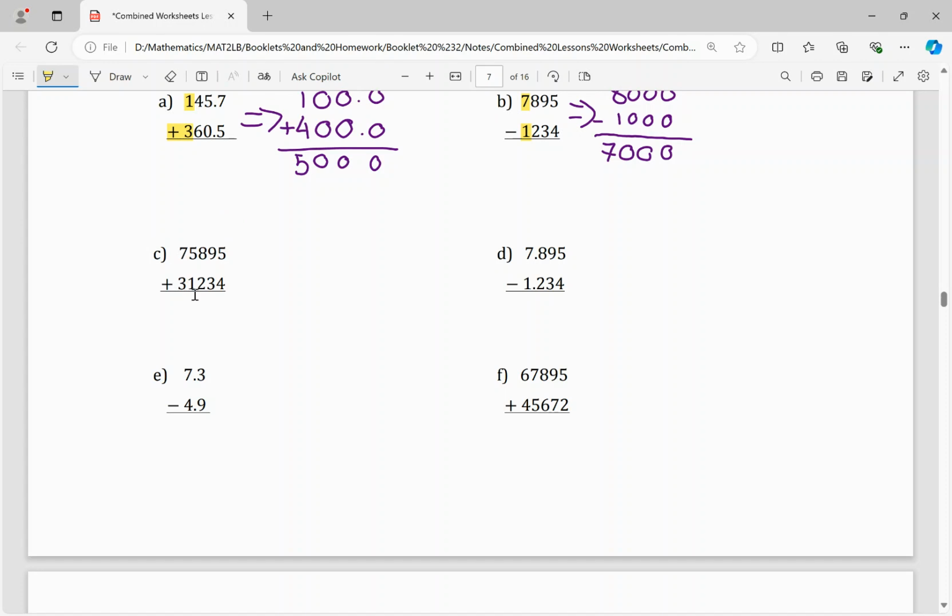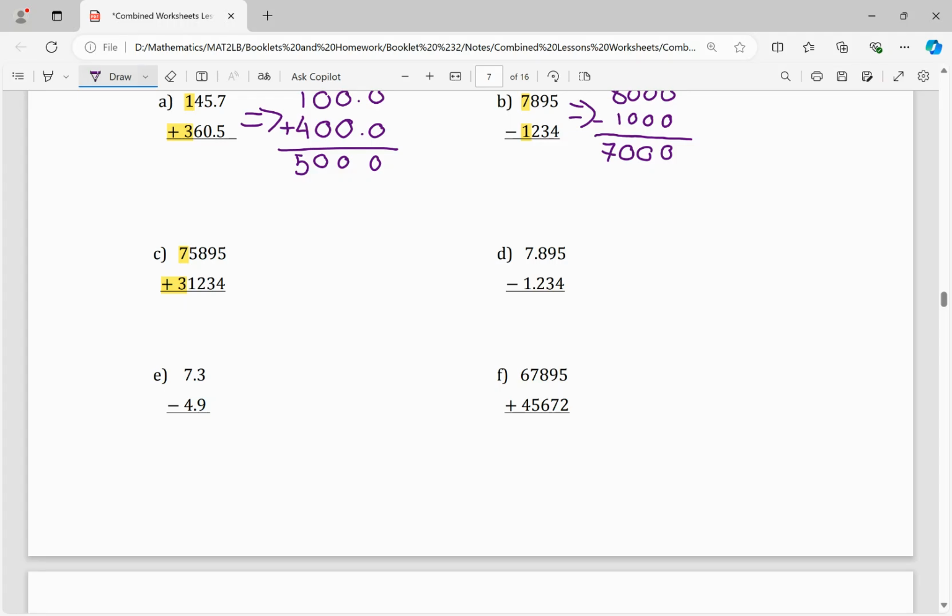These were the very large numbers. This would take you a bit of time to do by hand. Luckily, we are rounding and estimating. Our first number, 75,895. That 7 is going to round up to an 8 because of the 5 afterwards. So this is going to be 80,000 plus the number on the bottom is going to round down to 30,000.